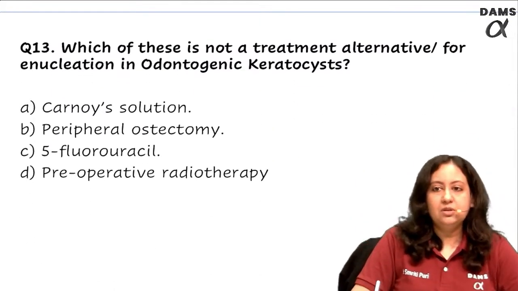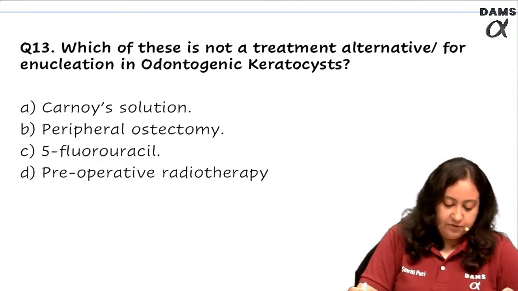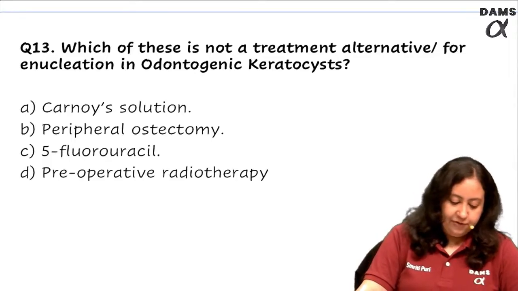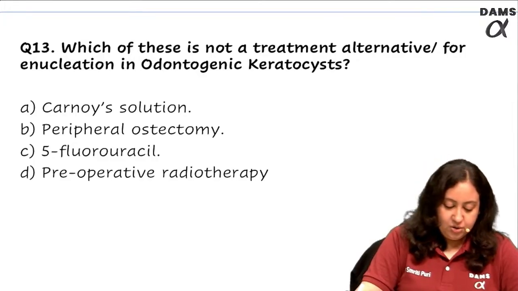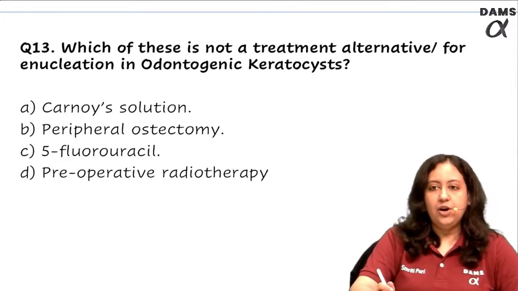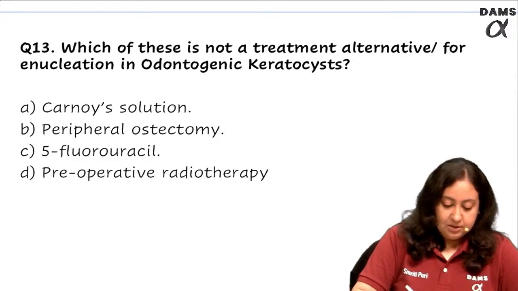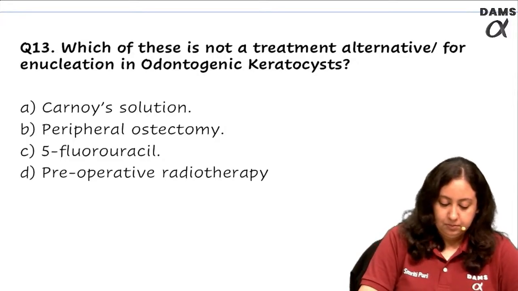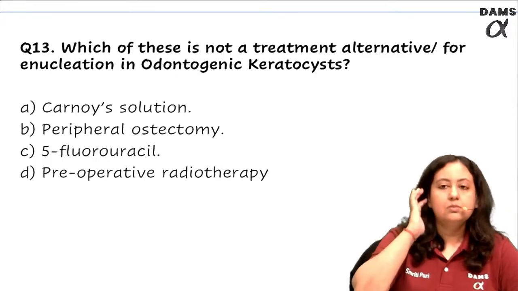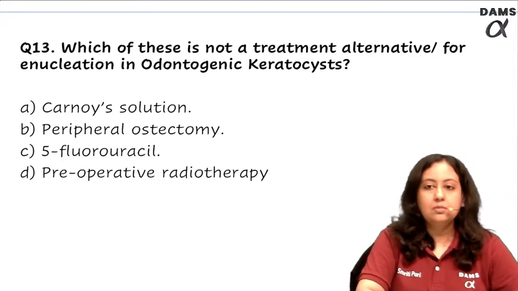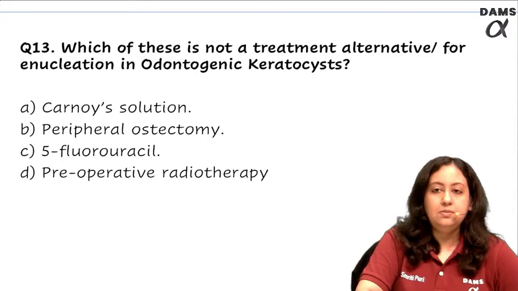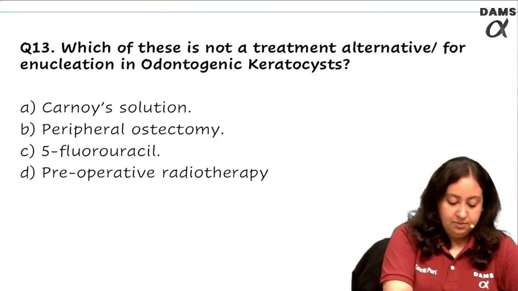Coming to question number 13. Very good, Smriti. Which of these is not a treatment alternative for enucleation in odontogenic keratocyst? A. Carnoy's solution, B. Peripheral osteectomy, C. 5-fluorouracil, and D. Preoperative radiotherapy. Please answer this question. Answers to question number 13, please.